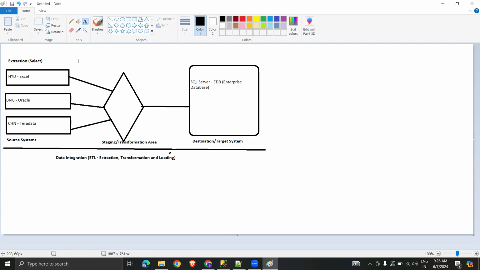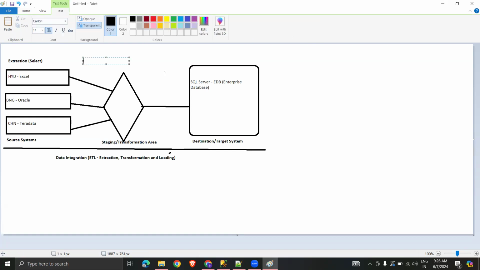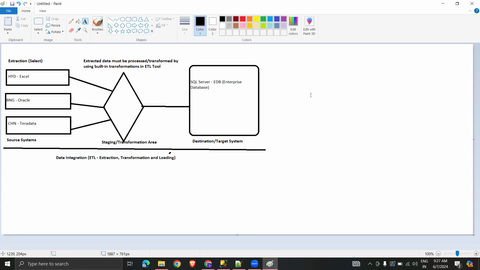Right. Now see, this extracted data must be processed or transformed by using built-in transformations in the ETL tool. Are we good with that? Do you have any questions on this statement, guys?